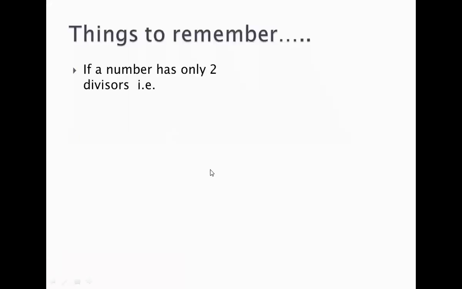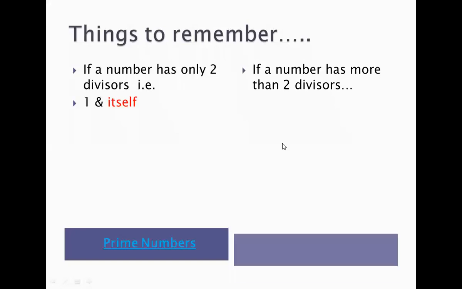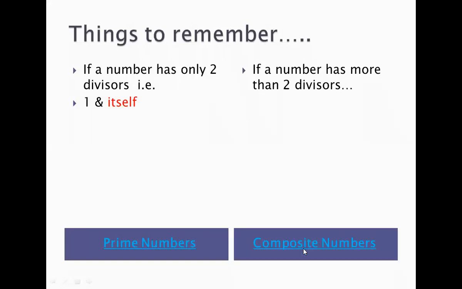Now, things to remember here. If a number has only two divisors, that is one and itself, the given number will become a prime number. Similarly, if a number has more than two divisors, then it will become a composite number. Here are the examples.